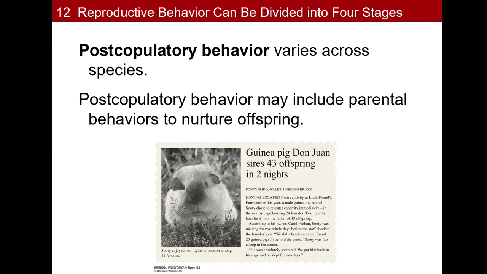This is from your textbook. I just had to leave this in here because I think it's just so hilarious. Guinea pig Don Juan. Okay, so Sooty, a male guinea pig, escaped from captivity and then re-entered captivity in a nearby cage housing 24 females. 2 months later, he is now the father of 43 offspring.